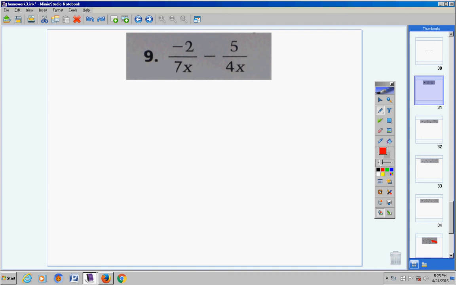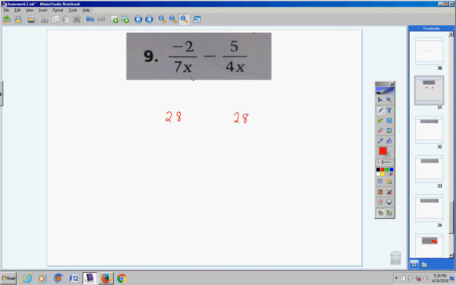Fractions or rational expressions. So here we go. Number one, we are subtracting two fractions, so we must get a common denominator. We have a denominator of 7x and a denominator of 4x. Notice they are both monomials, okay? So let's start off with the coefficients. What's a common denominator for 7 and 4? 28.